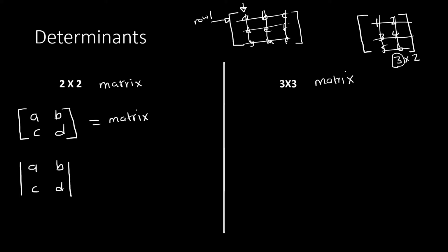Okay, so if they say determine, for example, and they show straight lines, they don't have to tell you it's a determinant. The straight lines say it's a determinant. You have to know that. Okay, so now the determinant of a 2 by 2 matrix.